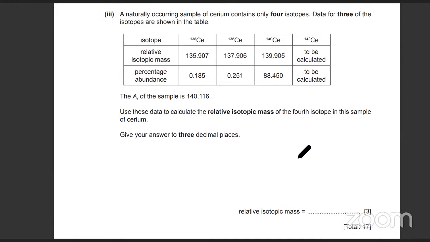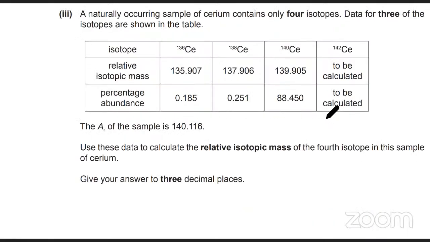Then you've got this question: all naturally occurring samples of cerium contain only 4 isotopes. Data of the 3 isotopes are shown, and the Ar is also given. Use these data to calculate the relative isotopic mass of the 4th isotope in this sample. Now, first thing, always make sure you differentiate this. This 136 is the nucleon number. The nucleon number is always a whole number. But remember, the nucleon number is not usually the mass, because when you measure mass, it would be very close to 136, but it's not always exactly 136.